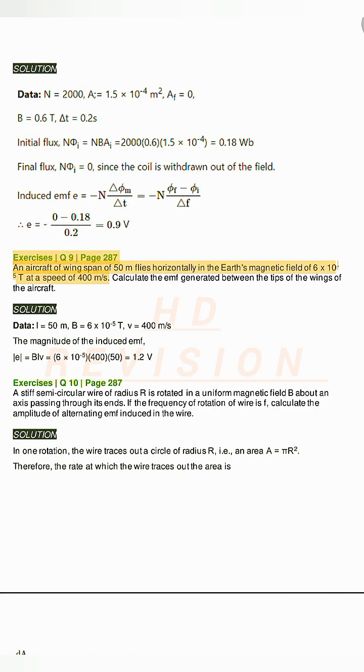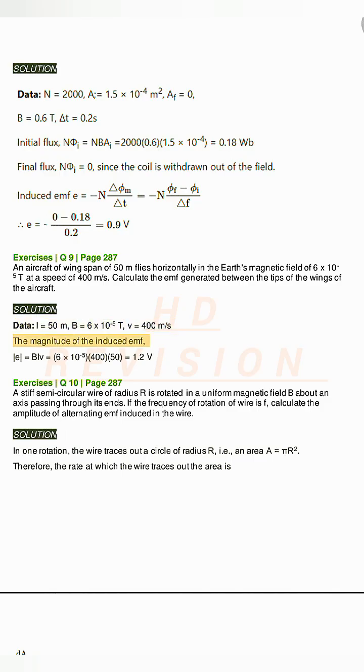Exercises Q9, page 287. An aircraft of wingspan 50 meters flies horizontally in the Earth's magnetic field of 6 times 10 to the minus 5 T at a speed of 400 meters per second. Calculate the EMF generated between the tips of the wings of the aircraft. Solution. Data: L equals 50 meters, B equals 6 times 10 to the minus 5 T, V equals 400 meters per second.